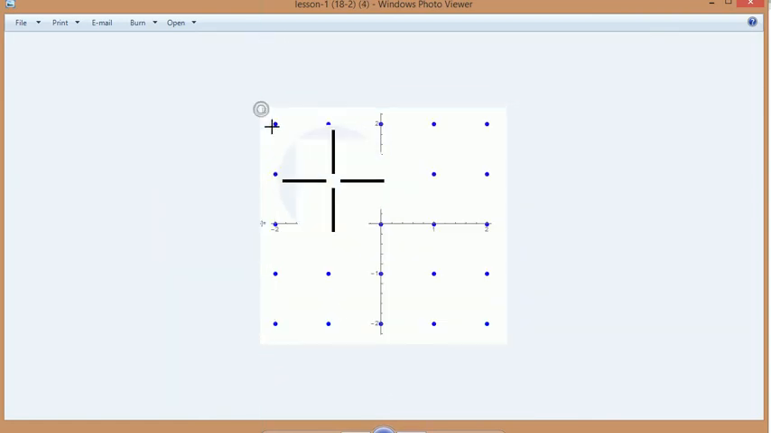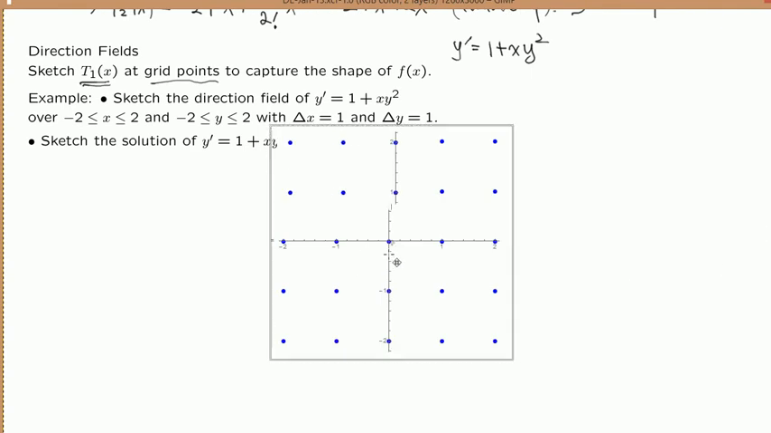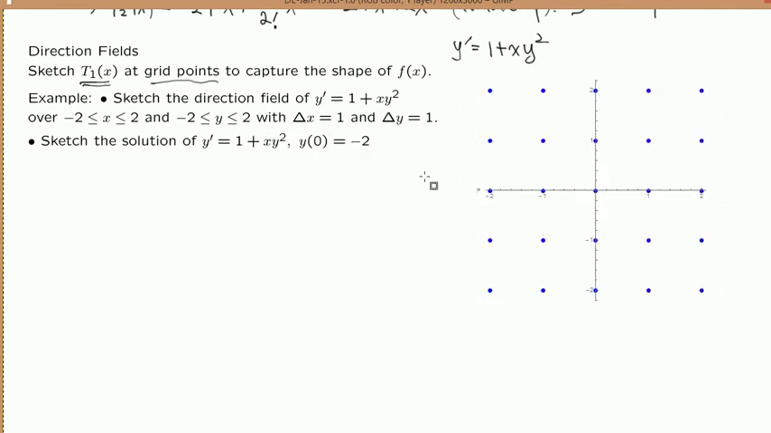Hope this picture makes sense. These are the coordinates described in that first bullet item. Does that make sense? X starts from negative 2 to positive 2, increased by 1. So negative 2, negative 1, 0, 1, 2. Is that right? The y coordinate starts from negative 2, increased by 1: negative 2, negative 1, 0, 1, 2. This creates these points. If I choose each of these points and try to sketch a tiny T1 at each of these points, we repeat that procedure.